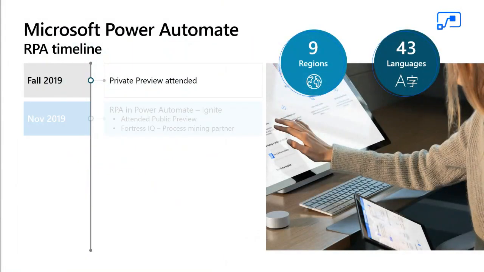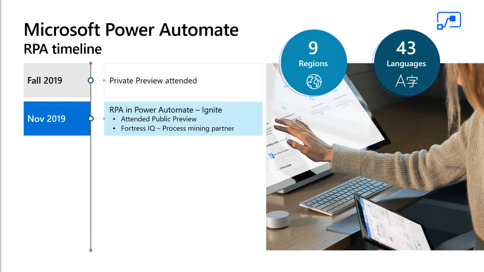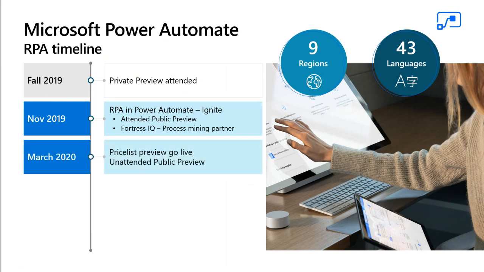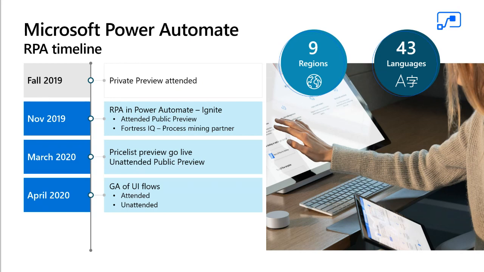For those of you who are not familiar, Microsoft Power Automate and the RPA and UI flow capabilities were announced and released in private preview in fall of 2019. The public preview was made available last November, so we're about a year old now. And the solution became generally available back in April.